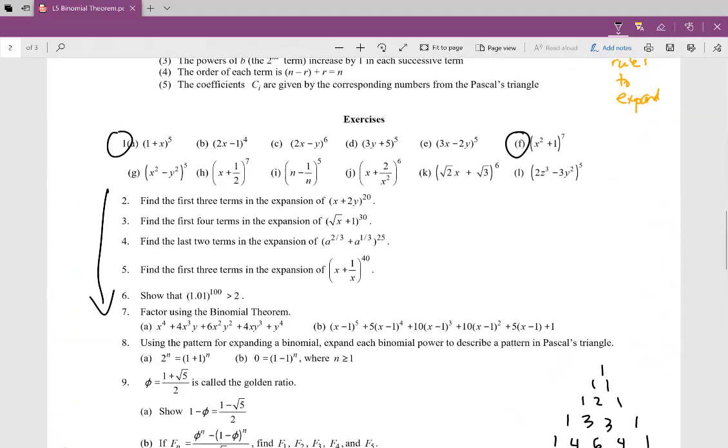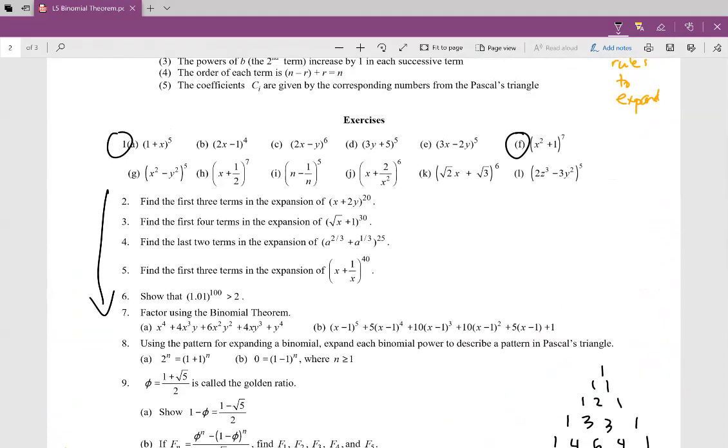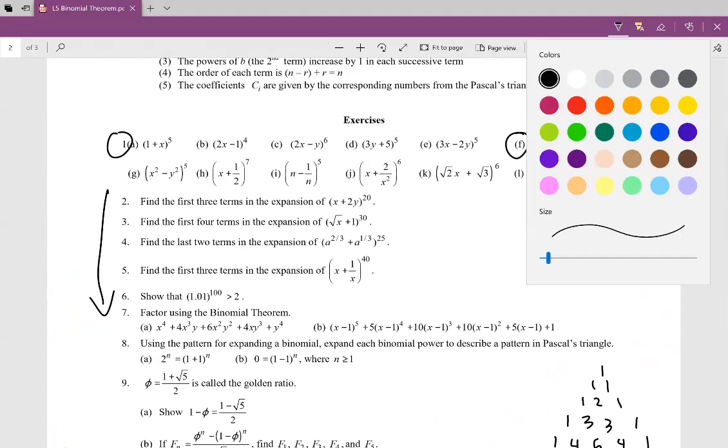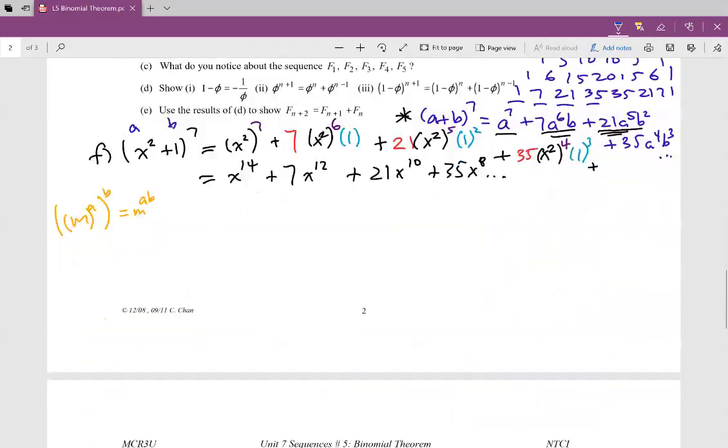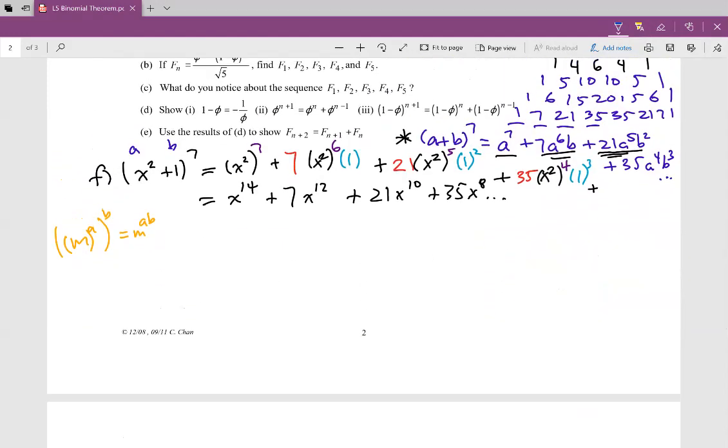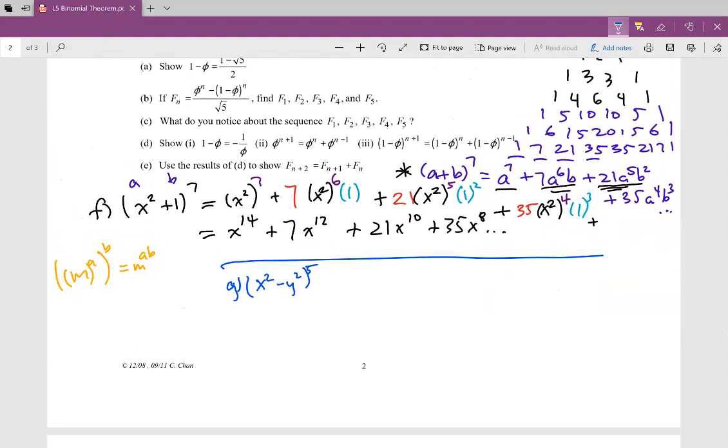Let's maybe try one more just to showcase the illustration. This time, maybe we'll do question 1G. And I'll do it in blue. That's x squared minus y squared to the 5. So we'll do it on here. So we already have our Pascal's triangle. But you know what? I'm just going to do that for the first 3 terms. And this time I'll use red.